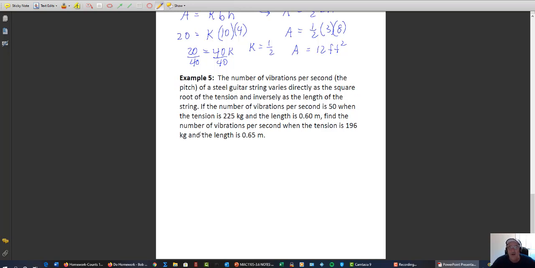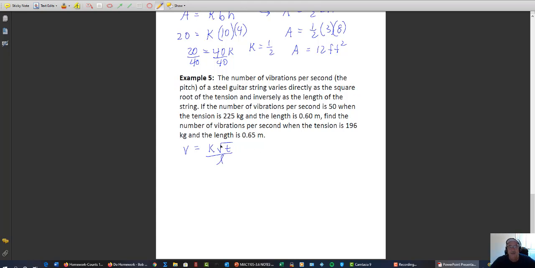So I'm going to call the number of vibrations V, setting up this last model. V equals, it says the steel guitar string varies directly as the square root of the tension. So I'm going to put K times the square root of T. Now again, be careful because we saw one that had a square involved. This has a square root. So reading the problem, important, and inversely as the length of the string. So I'll call that L. So if you can get to here, you can pause, get K, find the answer. I think you're going to be in great shape.